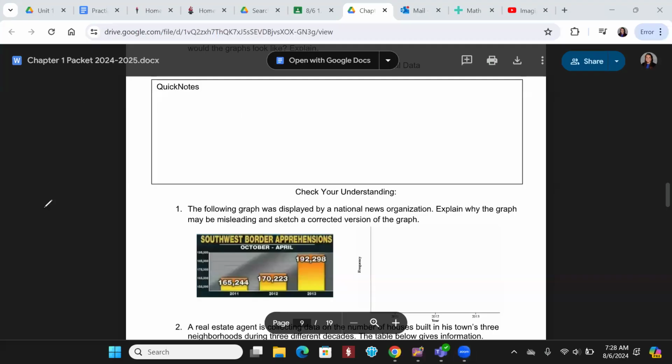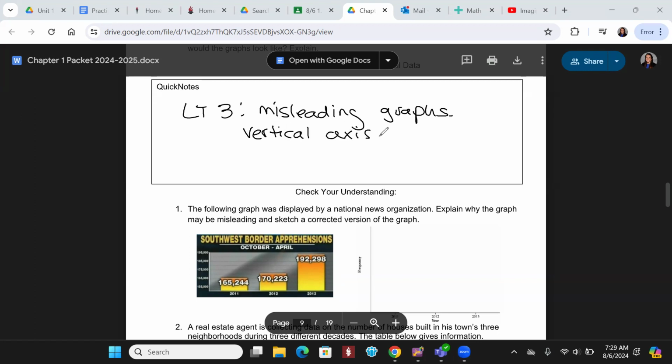Okay. So the last thing that we talked about is our learning target number 3. And that's going to be misleading graphs. Okay. So what you have to really be careful of is you've got to make sure that your vertical axis starts at 0. Has to start at 0. Otherwise you get some crazy stuff. The other thing is beware of using images for bar graphs.